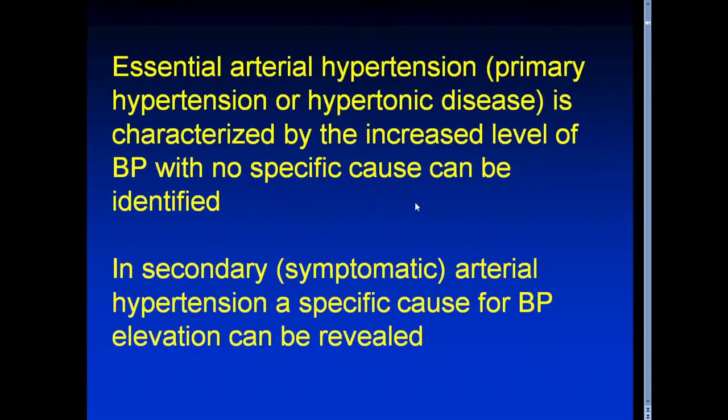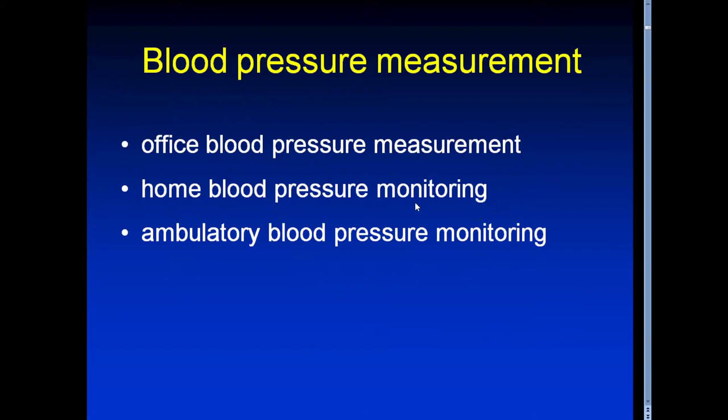Essential arterial hypertension, this is primary hypertension or hypertonic disease, is characterized by an increased level of BP with no specific cause that can be identified. In secondary symptomatic arterial hypertension, a specific cause for the elevated blood pressure can be revealed. Blood pressure measurement is divided into office blood pressure measurement, home blood pressure monitoring, and ambulatory blood pressure monitoring.